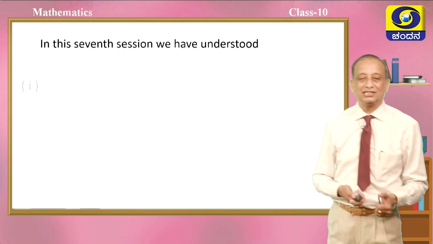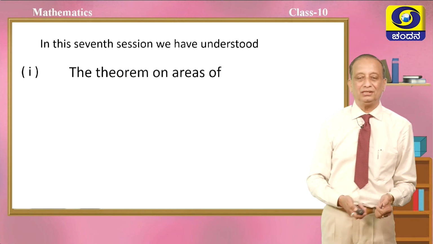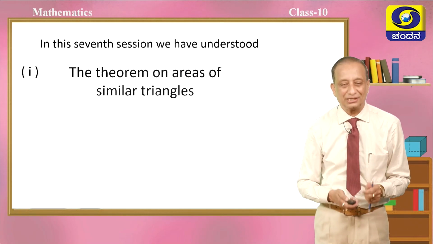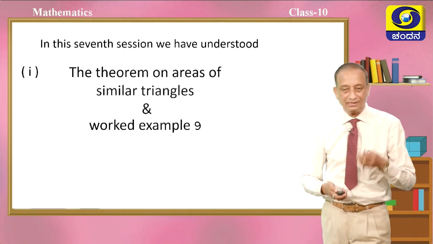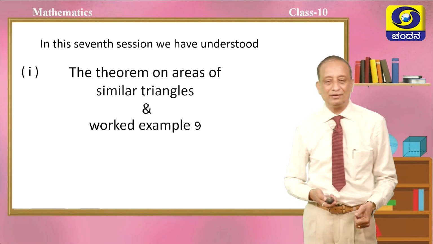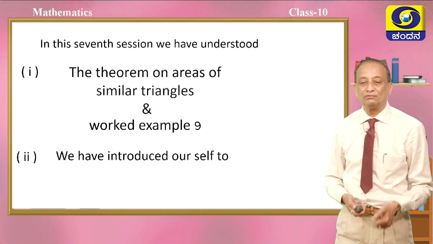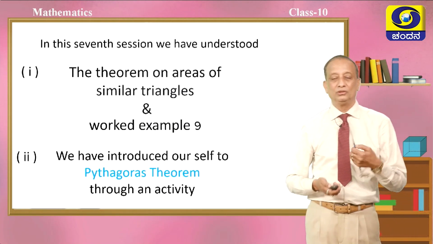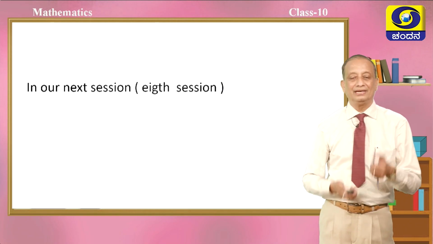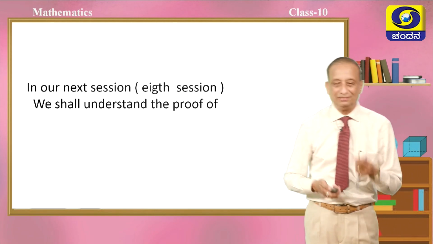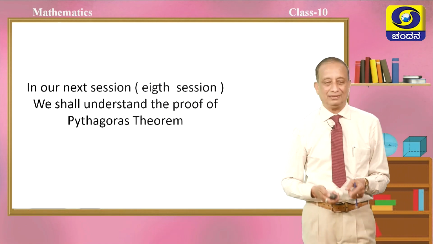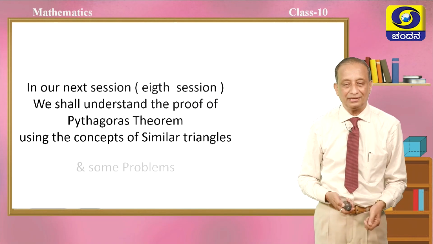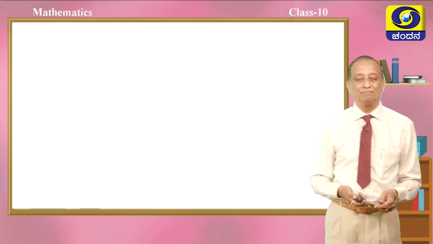So in this 7th session, we have understood the theorem on areas of similar triangles, and some worked examples like example number 9, and also we have introduced ourselves to Pythagoras theorem through an activity. In our next session, that is the 8th session, we shall understand the proof for Pythagoras theorem using the concepts of similar triangles and work out some problems, children.